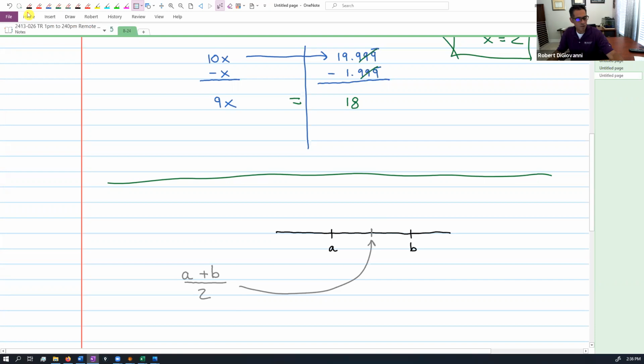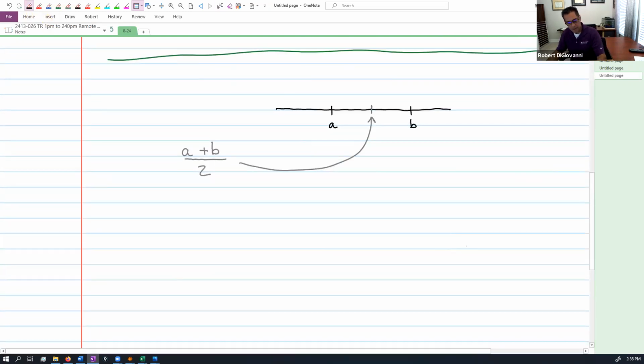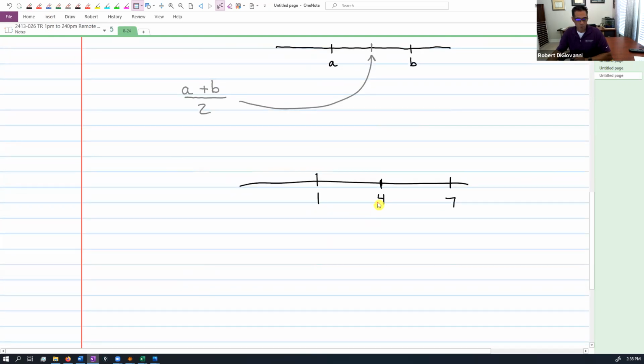If you don't believe that, just do an example for yourself. Let's do something easy. Let's do 1 and 7. The number right in the middle of that should be 4, because there's 3 to the left, 3 to the right. But a way you could have gotten that 4 is to take 1 plus 7 and then divide by 2. So you get 8 over 2, which is 4, which is the number in the middle. Understand?